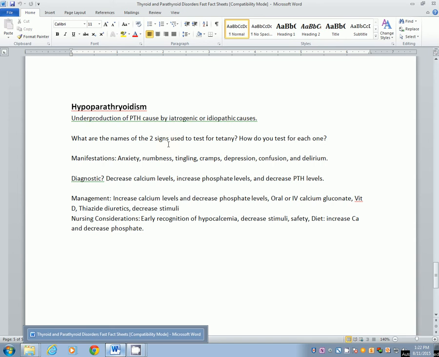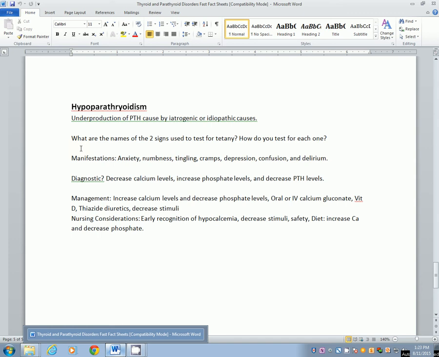There are 2 signs used to test for tetany and you need to know how each one is manifested. You do need to look those up and remember those. One is called Trousseau sign. If you remember, Trousseau sign is when you have a spasm caused by a flexion of the wrist when you apply a blood pressure cuff for at least 3 minutes. So you put the blood pressure cuff on, and you allow for about 3 minutes, and if you have a spasm of the wrist pointing and coming upward, then that's a positive Trousseau sign.